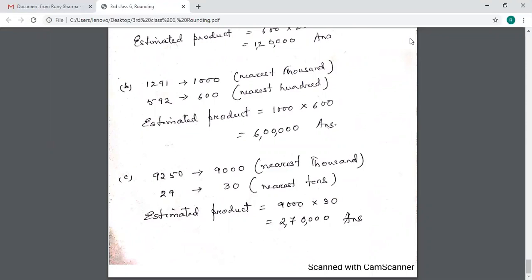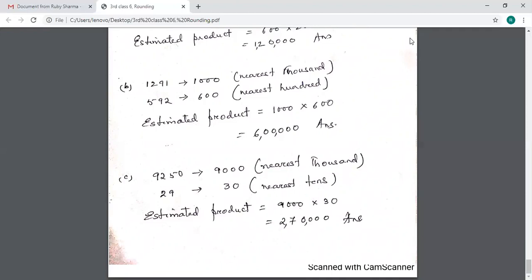So what do we do? We round off 1291 to the nearest 1000, and 592 you have till the hundreds place, so that we round off to the hundreds place. And then we find the product. Similarly, we have 9250, we generally round off to the thousands place, and 29 to the tens place. So tens place, and we get the estimated product.